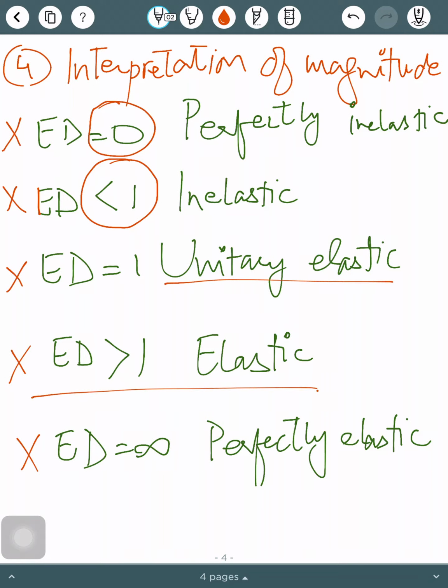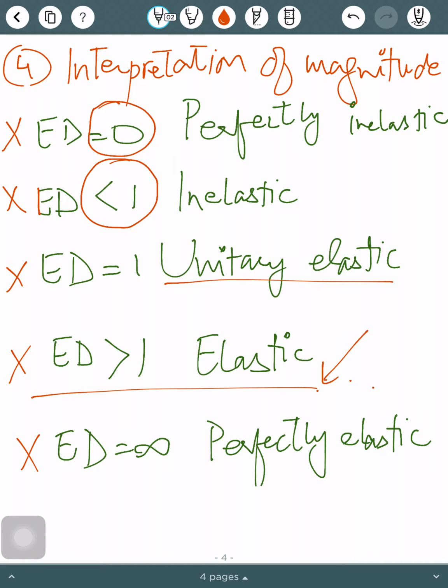For example, when the change in price of one causes a more than proportionate change in the demand for the other product. For example, the price of tea rises by 5% and the demand for sugar falls by more than 5%. Or if the price of tea falls by 5% and the demand for coffee falls by more than 5%. So yes, in that case we will have an elastic relationship.